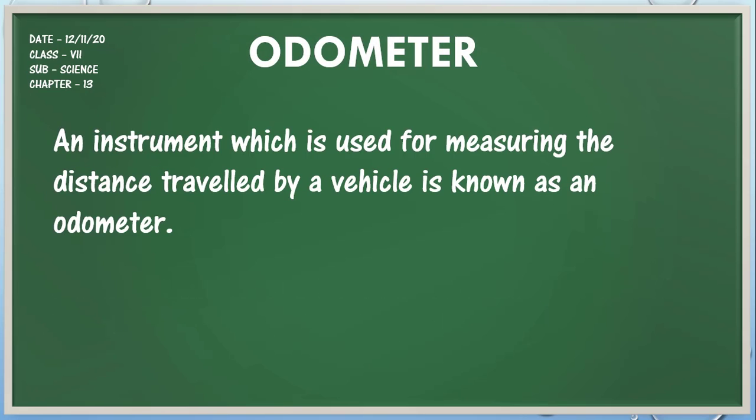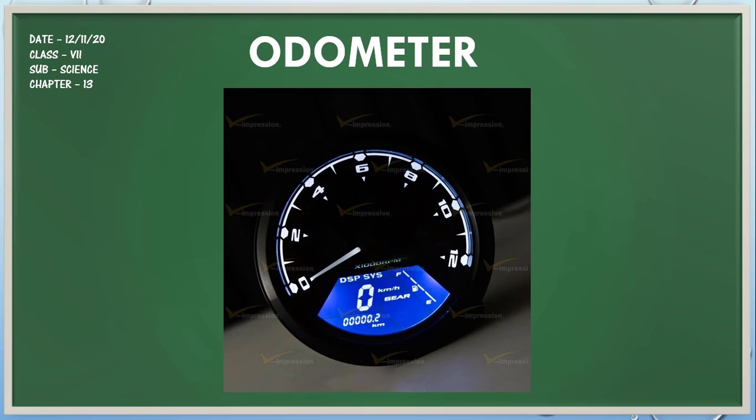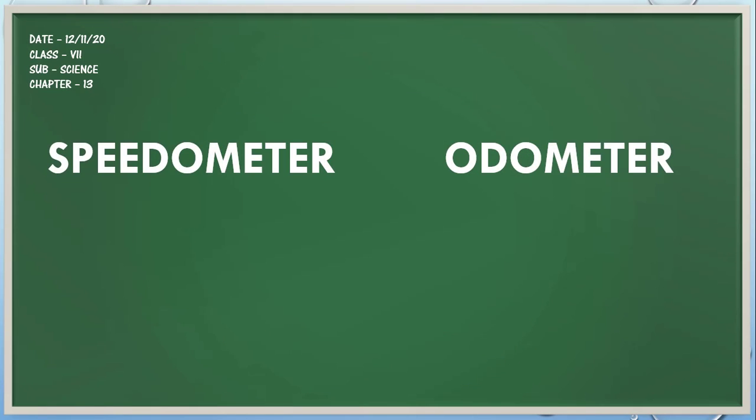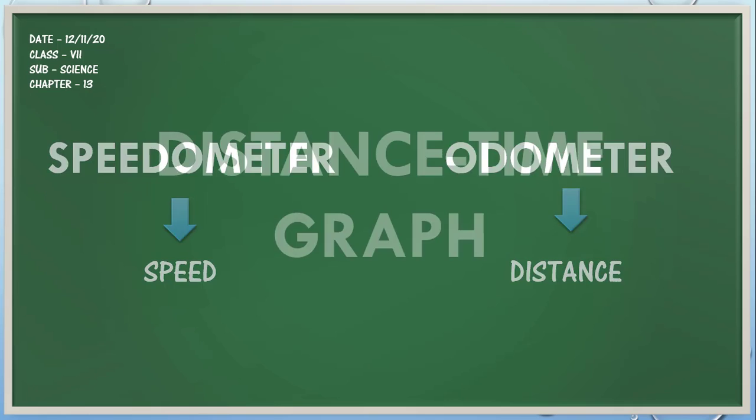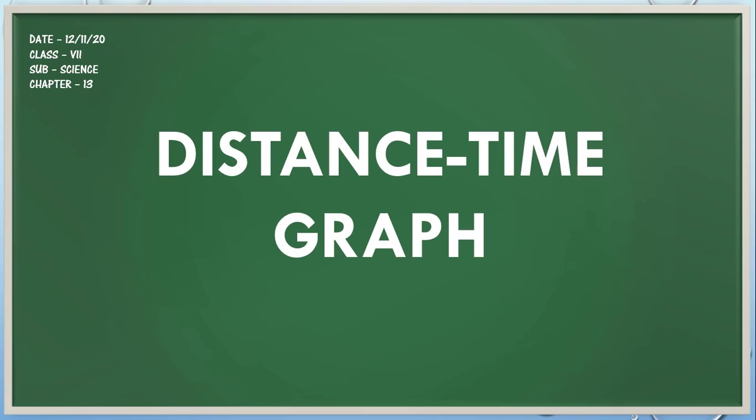There is also another meter that measures the distance moved by the vehicle. This meter is called an odometer. Here is a picture of a digital odometer. So, an odometer is a device which measures the distance, while a speedometer is a device which measures the speed. Now, what is a distance time graph?